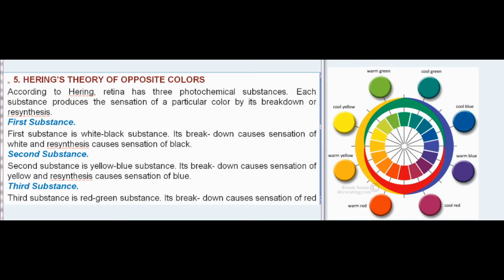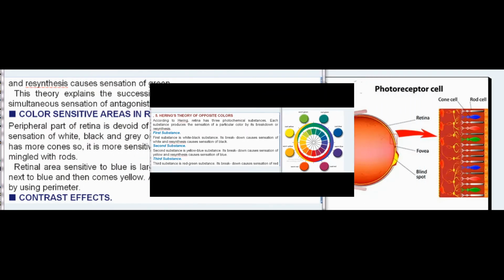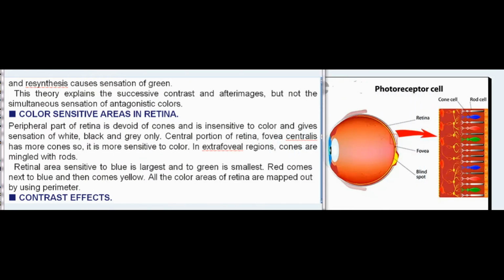Second substance. Second substance is the yellow-blue substance. Its breakdown causes the sensation of yellow and resynthesis causes the sensation of blue. Third substance. Third substance is the red-green substance. Its breakdown causes the sensation of red and resynthesis causes the sensation of green. This theory explains the successive contrast and after images, but not the simultaneous sensation of antagonistic colors.